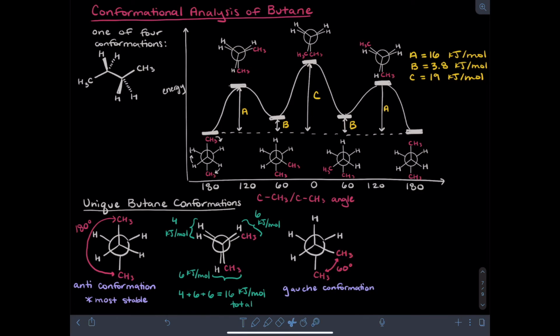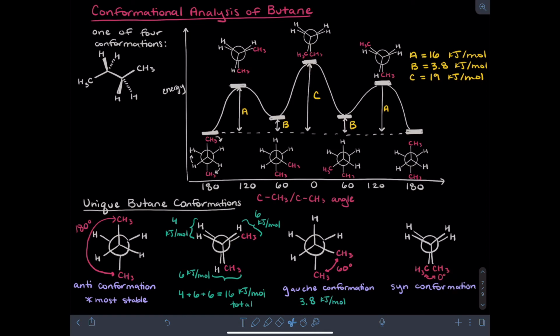A third type of conformation of butane is another staggered one, but where the methyl groups are now 60 degrees apart. This is known as a gauche conformation. This corresponds to energy B in my diagram above, and having the methyl groups 60 degrees apart from each other has an energy cost of 3.8 kilojoules per mole.